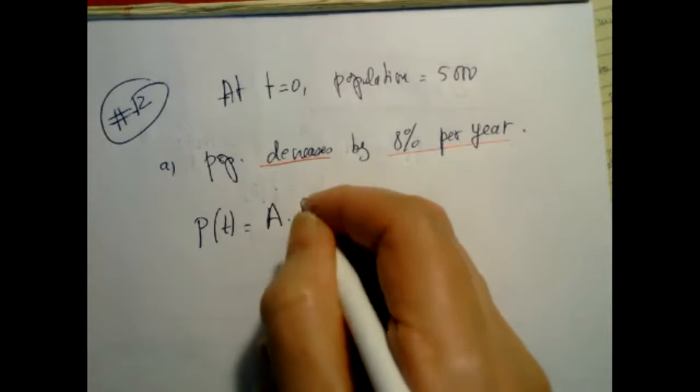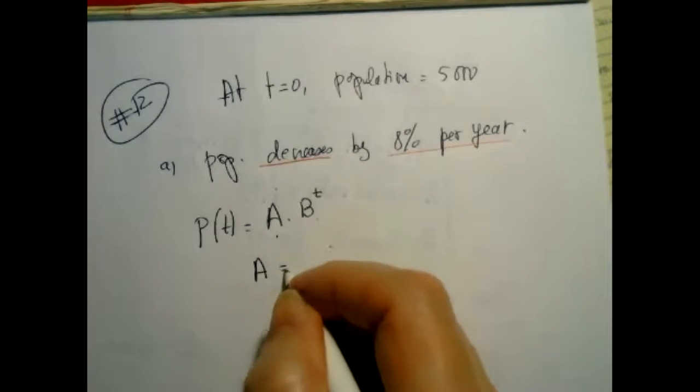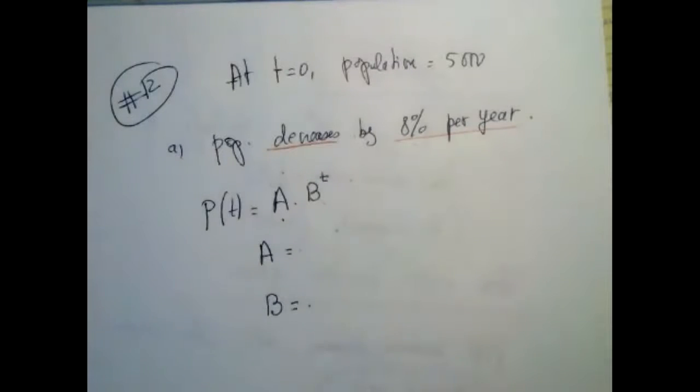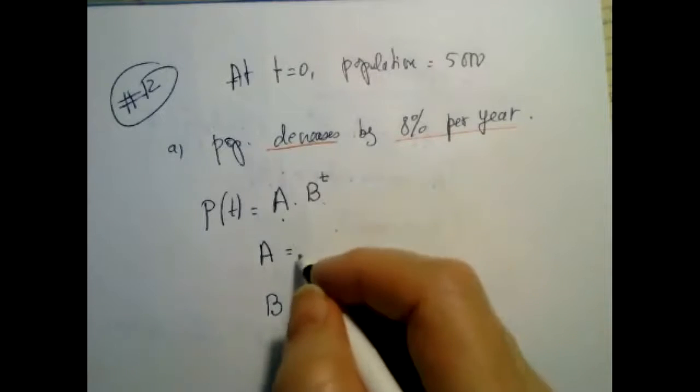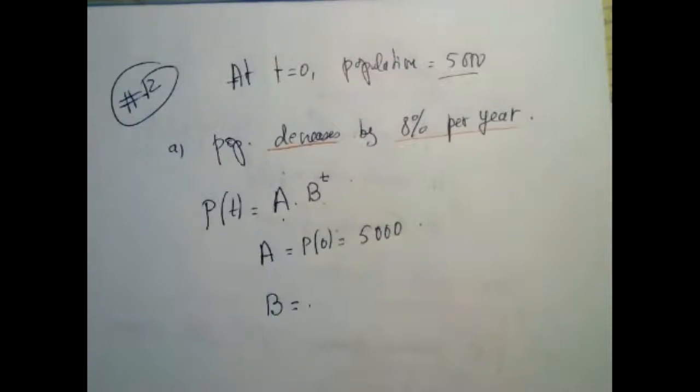So the idea is P of t has this form, because it changes by 8%. So you need A and you need B. All right, the initial value is the population at 0. Population at 0 is 5,000. That's always A. And that's a multiplication here. That's a product. You're multiplying. What's B? So the population decreases by 8% per year. Every year we lose 8% of the population. So what's going to be the B?